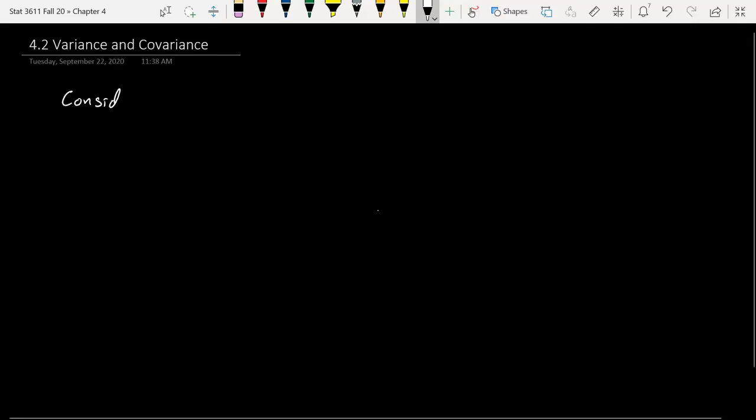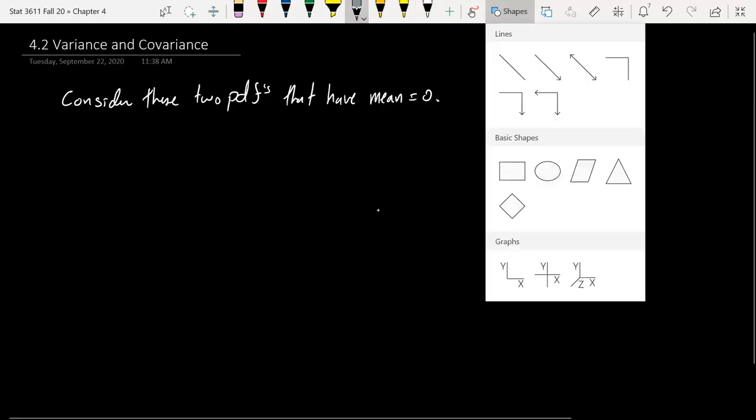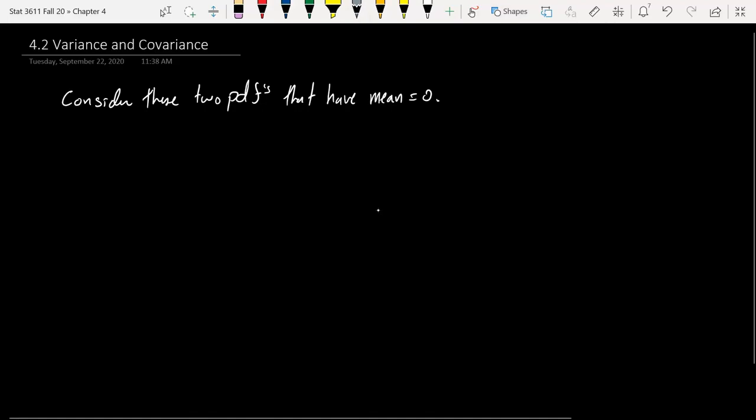Consider these two graphs of probability density, two PDFs. These two PDFs both have mean 0. Let's do this and like that.